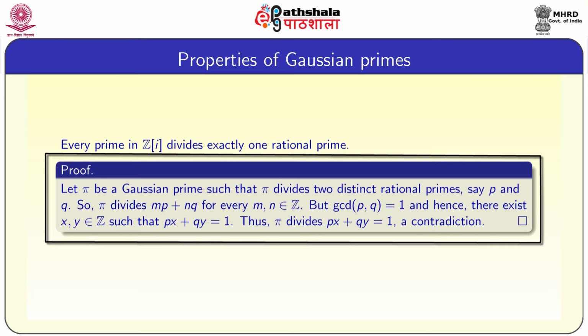So π divides mp plus nq for every m, n belonging to Z. But GCD of p, q is equal to 1, hence there exist x, y belonging to Z such that px plus qy is equal to 1. This is from Bézout's identity. Thus π divides px plus qy, which is equal to 1, a contradiction. So we proved that π divides exactly one prime.